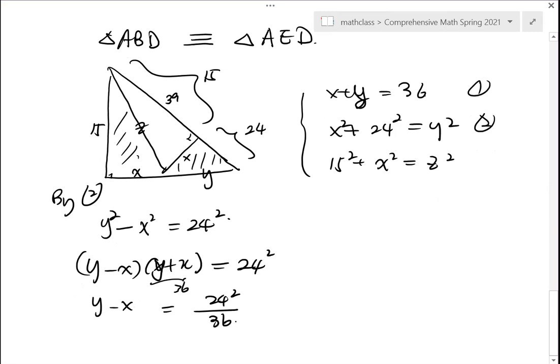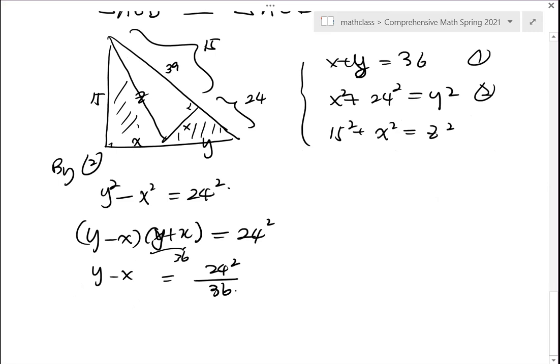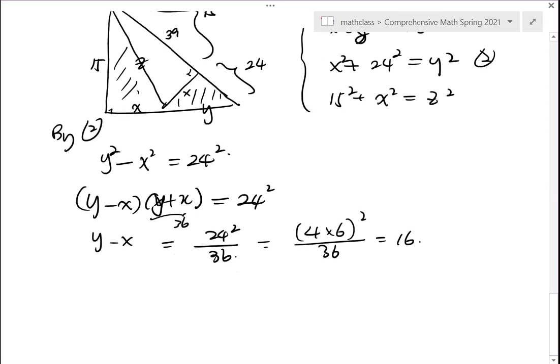I hope this is going to be an integer. 24 is 4 times 6, so 6 squared cancels with 36, and it's 4 squared, 16. So y minus x is 16. And as you see, y plus x is 36, y minus x is 16.